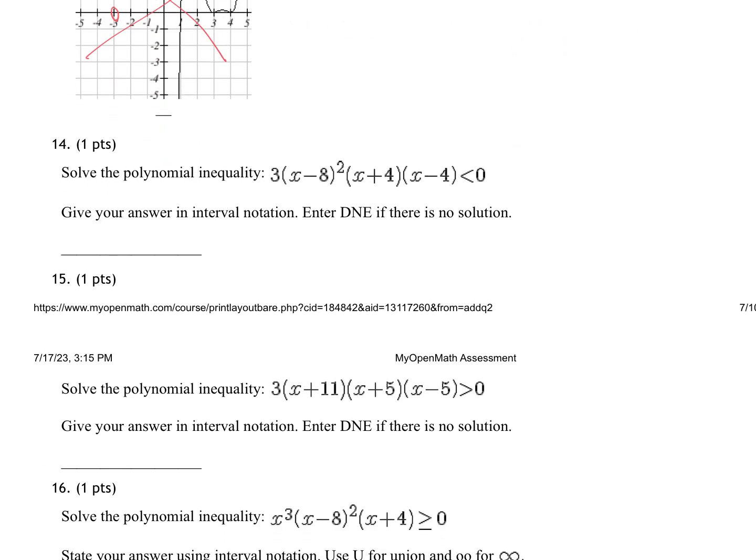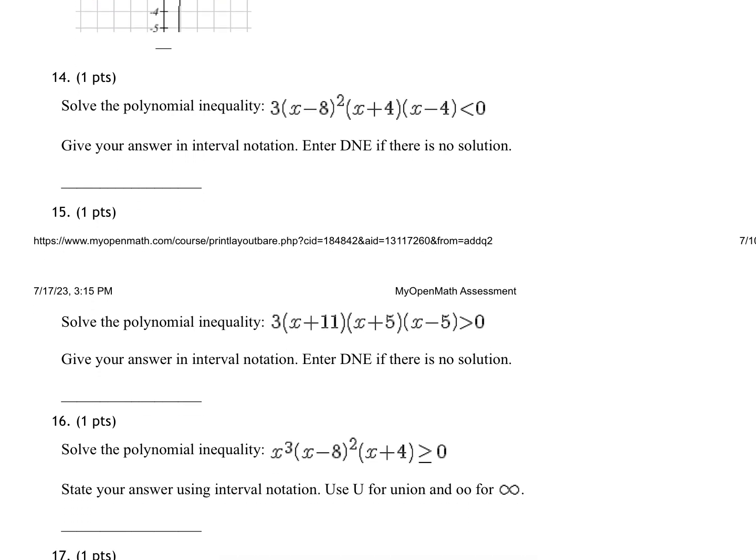All right, number 14, solve the polynomial inequality. Give your answer in interval notation. So for this one, you either need to make a lazy graph or you can do the chart method. I guess a lazy graph would probably be fine. So what you would do for that is you make your number line and then you put all of your zeros on the number line. So we have a 0 of 8, -4, and +4.